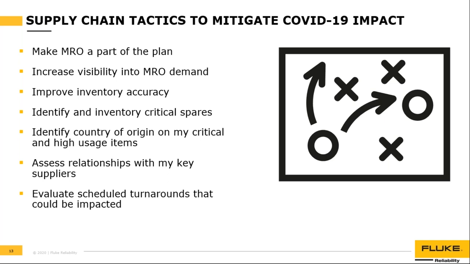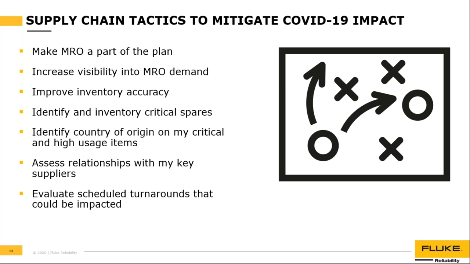Okay, so I first wanted to talk a little bit about some of the supply chain tactics that really are important to help mitigate what we're all facing today with COVID-19. The first piece sounds kind of obvious, really, but it's just making MRO part of the plan. In a lot of systems, MRO isn't part of, say, their MRP replenishment planning. It's not part of the automated replenishment planning, and that's a first step to see where there's opportunity to expand that and build it into the overall paradigm of supply chain planning. That will inherently increase visibility on the MRO demand.